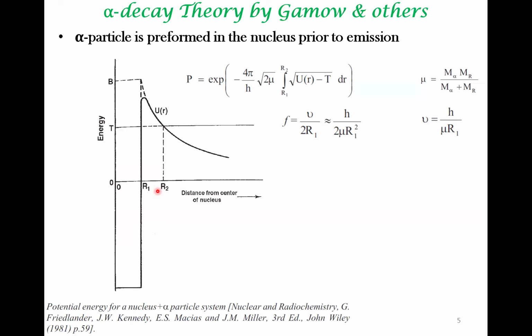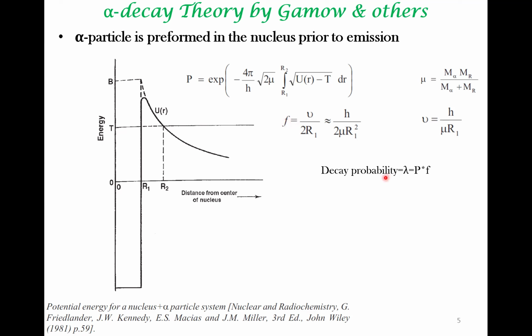So how do we get R1? We have already looked at the structure of the nucleus. There are scattering experiments; there are ways to get R1. So I know R1. So what is the assumption Gamow made? Gamow assumed that this is of the order of the de Broglie wavelength. Once you have that, I know the velocity. Once I know the velocity, I know the frequency.